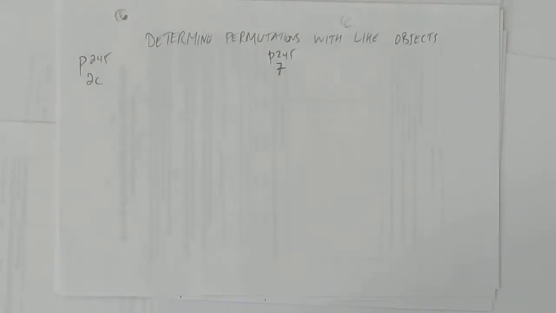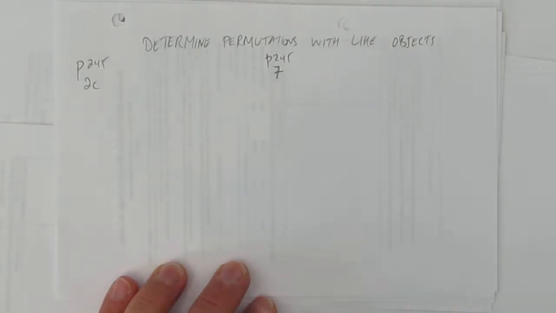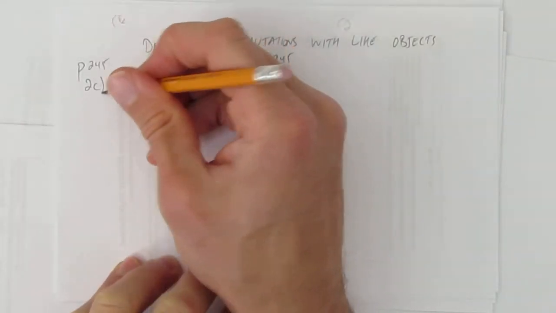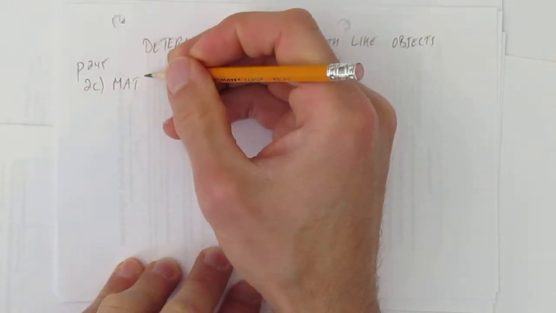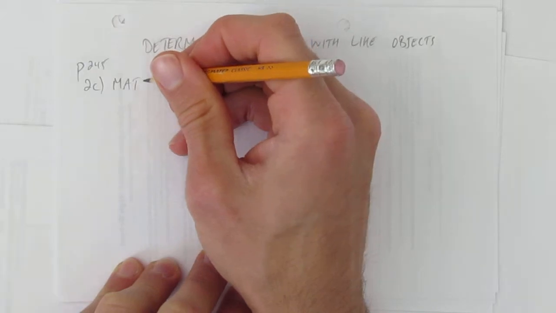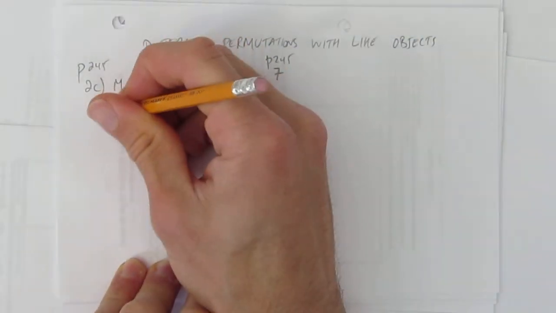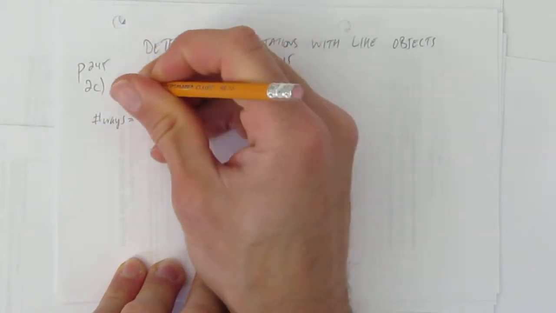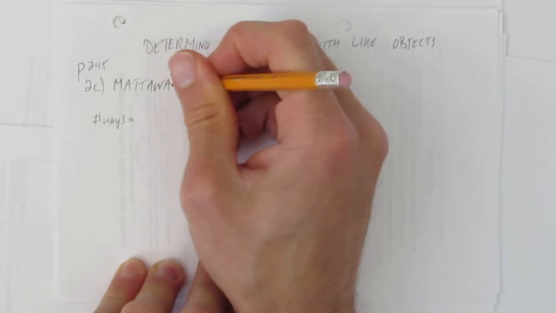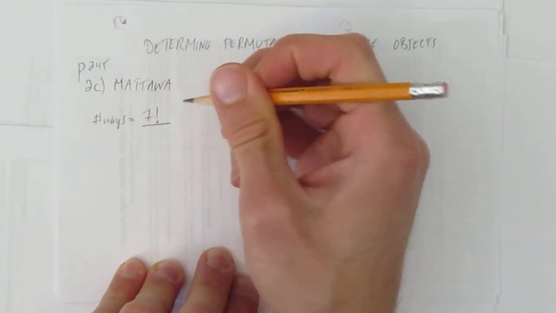In this video, we'll look at how to determine permutations with like objects. The first example comes from your textbook, page 245, 2C, which is: how many different ways are there to arrange the letters of Matawa? Well, the number of ways is going to be equal to how many things there are, in this case 1, 2, 3, 4, 5, 6, 7 letters, divided by any repeats.